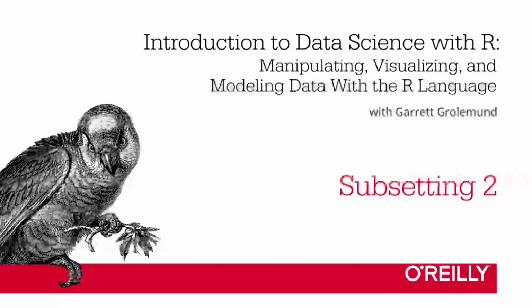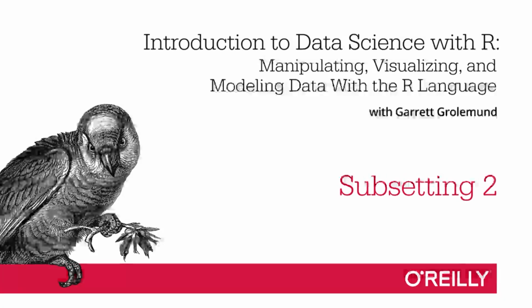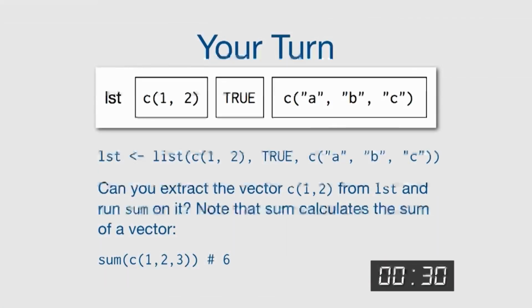Now subsetting is going to get a bit trickier. We're going to try to subset a list. So you may remember this list from before. It's the list that has a vector of numbers in the first element, a single TRUE in the second element, and a vector of letters in the third element. If you didn't create this list before, I recommend creating it right now with the code on this slide. We'll save this list as an object named lst, which is short for list.